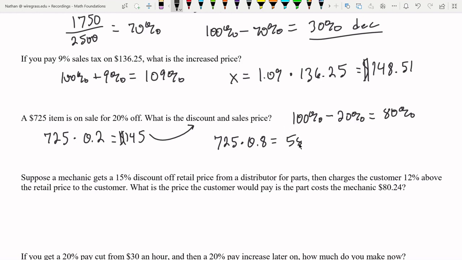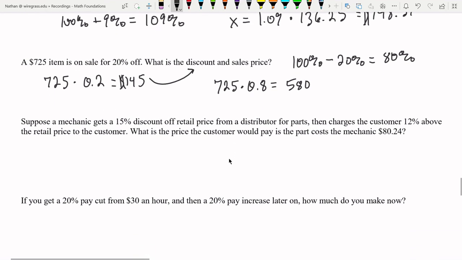which is 580. Of course, if you do 580 plus 145, you're going to get 725. It's just different ways of talking about the number, as either a percent decrease or as taking off a percentage from the price.